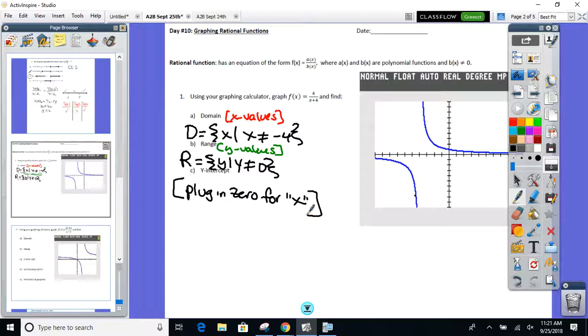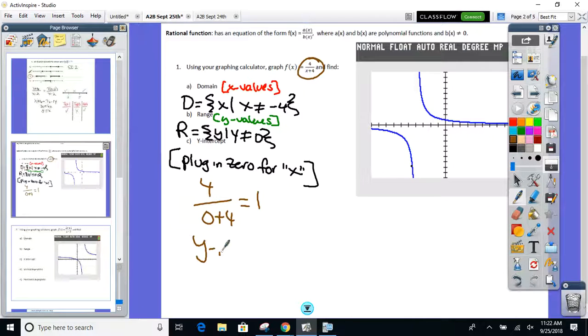So everyone go ahead, plug in 0 for x into the original equation, and let me know what you end up getting. I hope so, because 4 divided by 4 is 1. So my y-intercept here is 1. Questions? Because we got a couple more there.